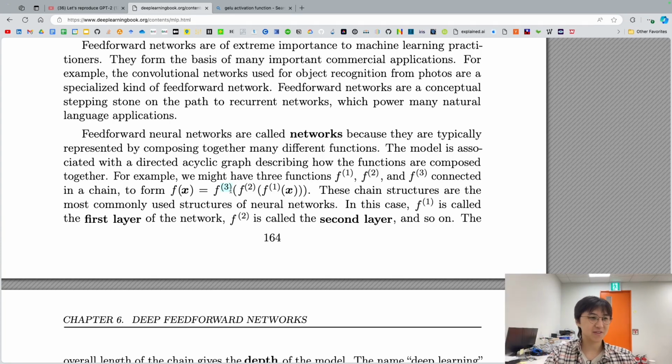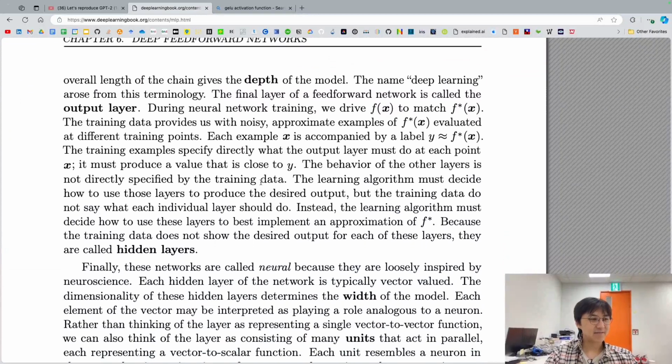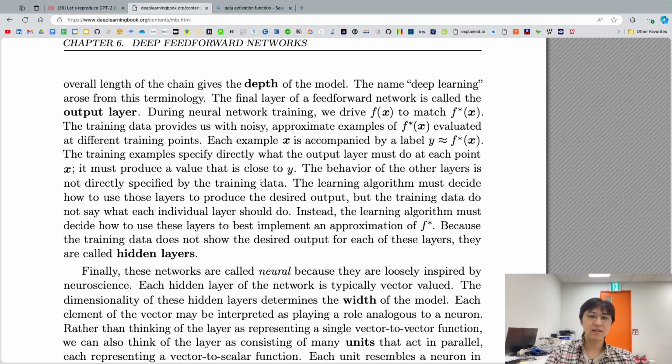And if we talk about the depth of the model, how deep our model is, we refer to the number of functions between the input layer and the output layer. And we call it the width of the model if the dimension of the vectors inside these layers is big.